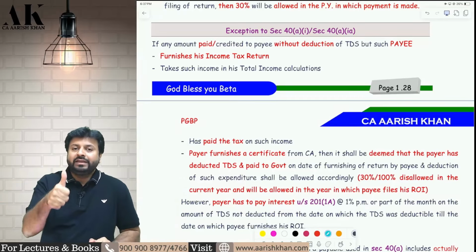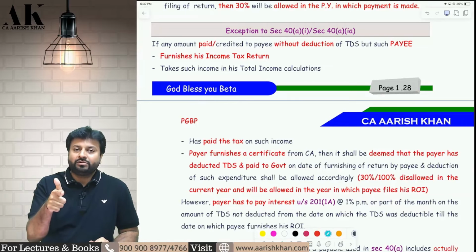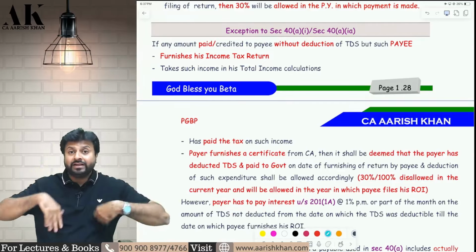Which three things? Payee has included that 1 lakh rupees in its income. Payee has paid tax on that 1 lakh rupees. And payee has filed the income tax return. Then it will be deemed that I have deducted, I have paid.